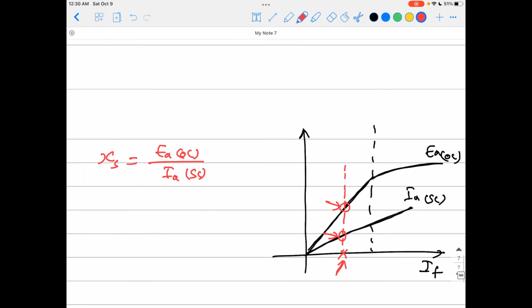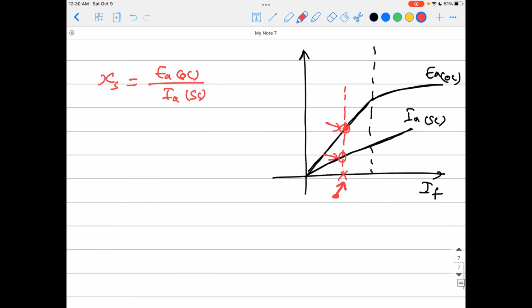So you go at the same amount of IF field and find both of them, EA and IA, because that is EA corresponding to the same field current applied at this value you want for IA. Okay, guys? By the way, that means here you can just find any point. So IF can be any point on this axis, but you'll have a little bit of a difference here.